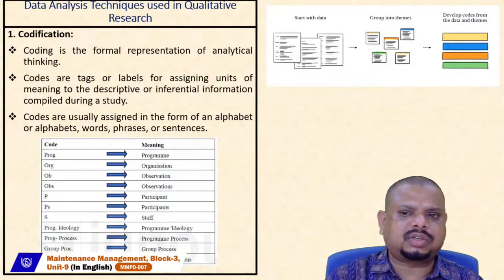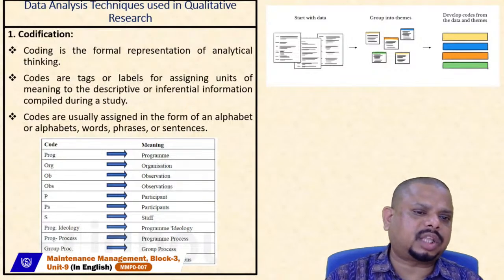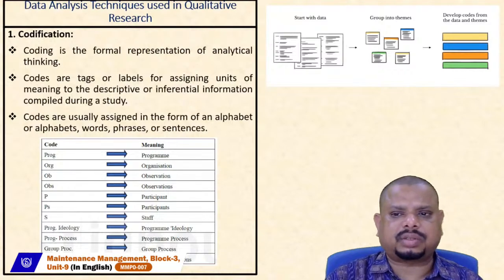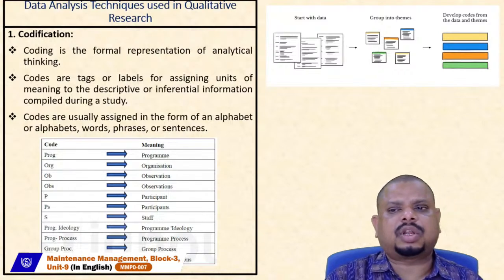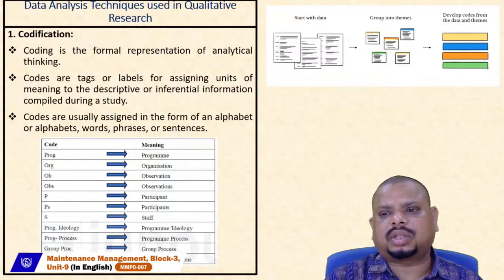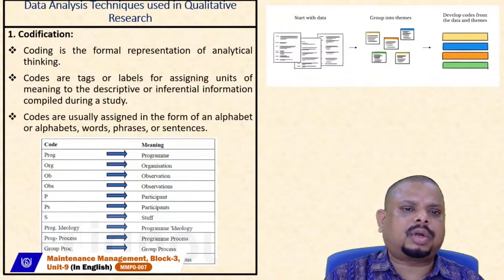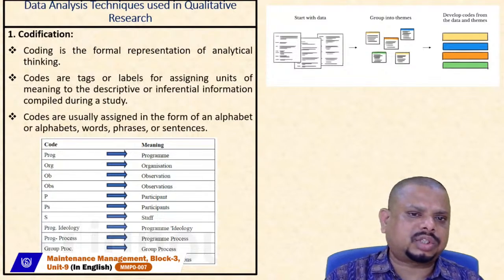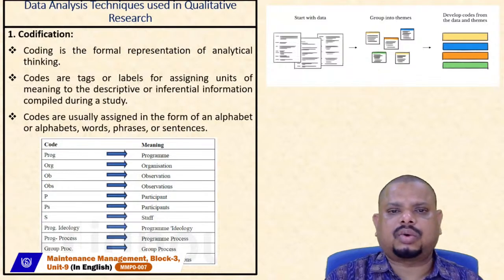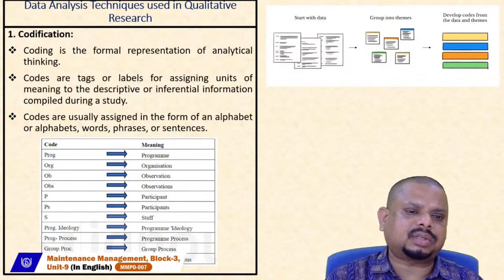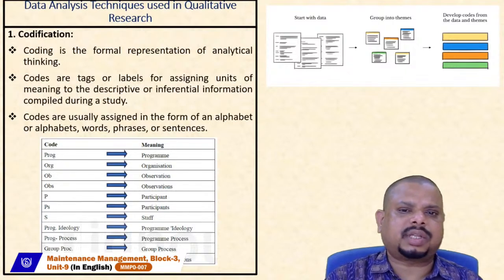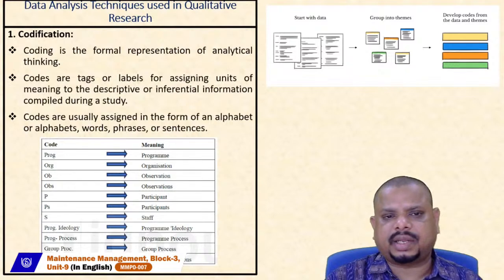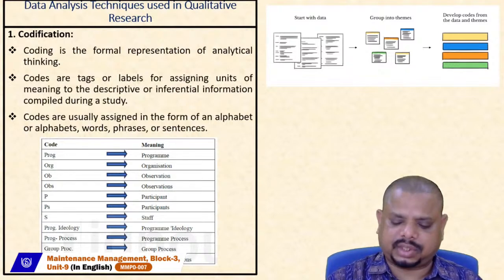So each variety of machine should be converted into a group, and these groups basically provide the theme with respect to their functions. So depending upon their function, you have to provide different color themes, so that whenever a new person is introduced to your system, with the help of these color codes and themes, they can easily understand what the functionality of that kind of machine is. So that is why codification is necessary in data analysis techniques, especially for qualitative research.